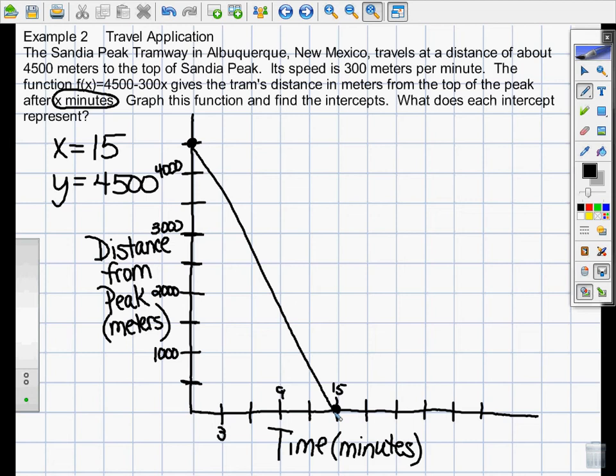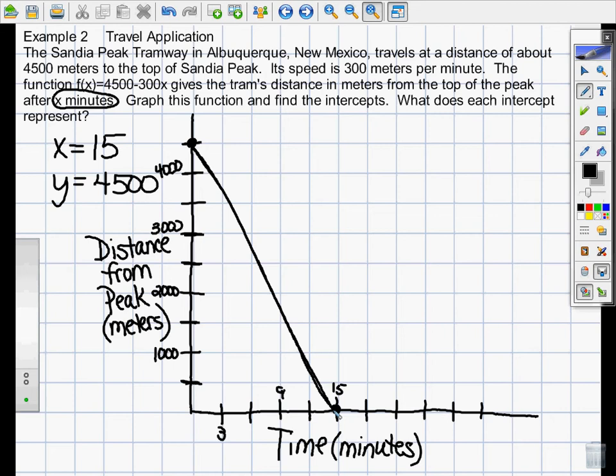Remember, we're at the bottom of the mountain. We're at the bottom. We're not at the top. We want to travel up. So a lot of students will look at this graph and they'll think, oh, look, I'm going down the mountain. There I am. And actually, no, the graph doesn't show the direction the tram is going. So you're looking at it wrong if you think it's us coming down the mountain.